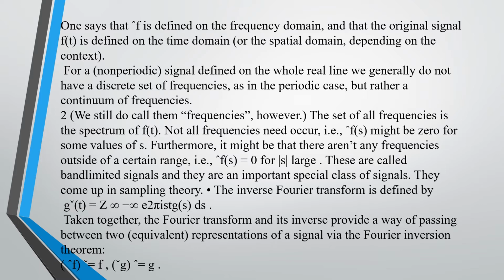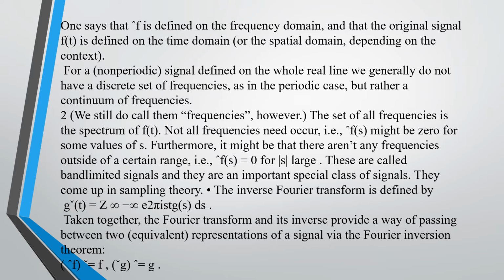Not all frequencies need appear. F of s might be 0 for some values of s. Furthermore, it might be that there aren't any frequencies outside of a certain range. That is, F of s equals 0 for mod s large. These are called band limited signals and they are an important special class of signals. They come up in sampling theory.